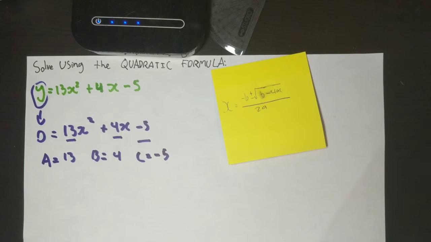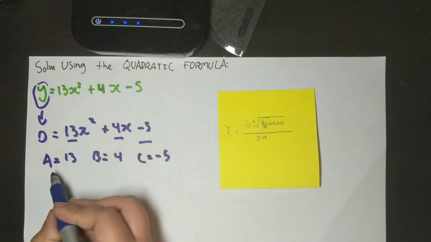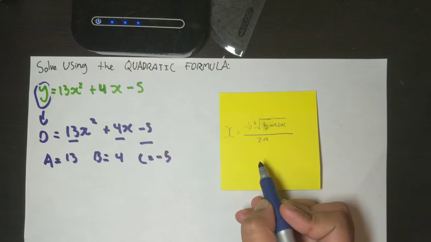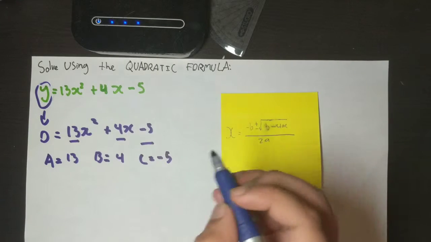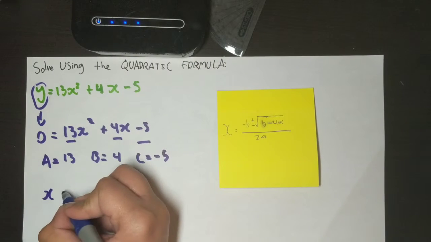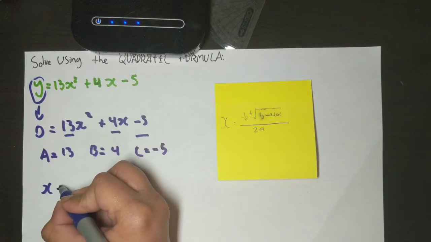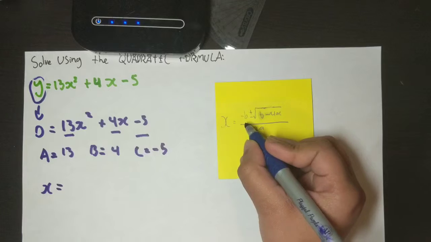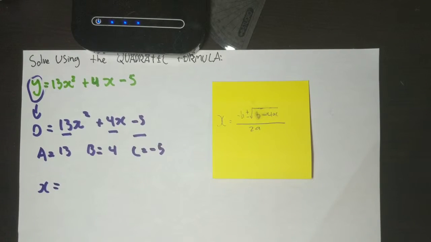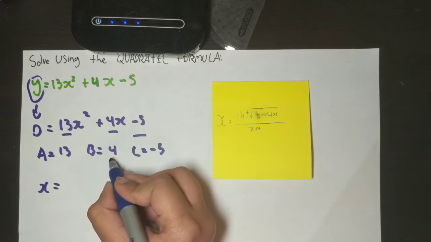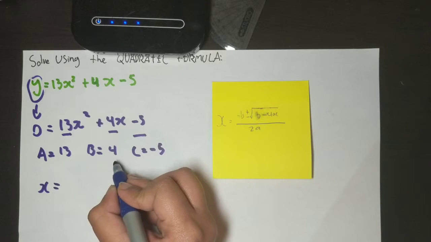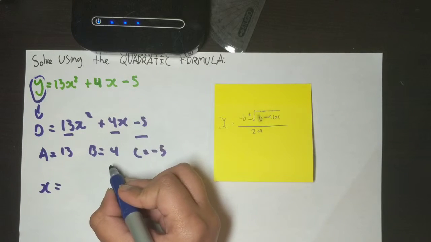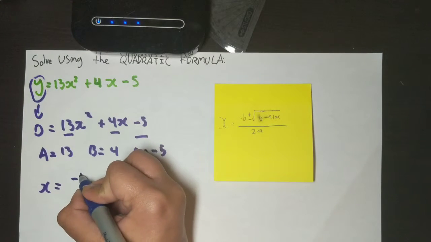Next, all we really have to do is just plug these numbers into the formula. So let's just do that. First, let's put our x here. X is equal to negative b. What does negative b really mean? Negative b really just means the opposite of b. So in my case, b is equal to 4, so in the formula I would plug it in as x is equal to negative 4.